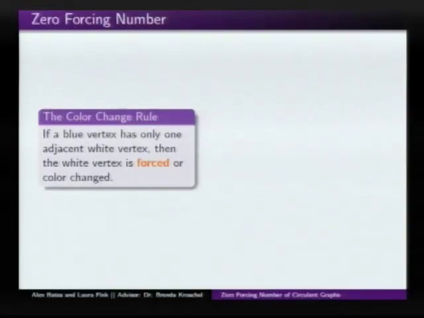So before we can get into the project, we have to talk about what is forcing, and to do that, we have to talk about the color change rule. The rule is that if we have a graph that has a blue vertex, and that blue vertex has only one white vertex connected to it, then the white vertex is forced, or color changed. So here, if we started with, say, vertex 0 being blue, it has only one white adjacent vertex. So that vertex is colored blue. And then from here, either vertex 1 or 2 can force vertex 3.